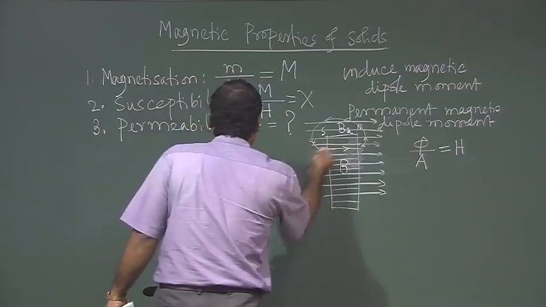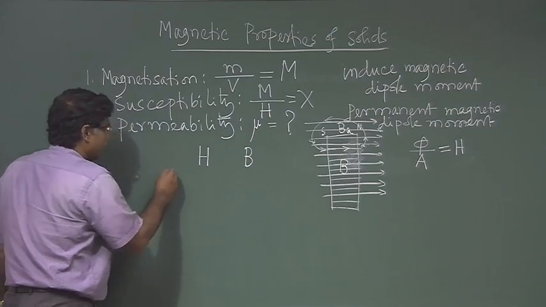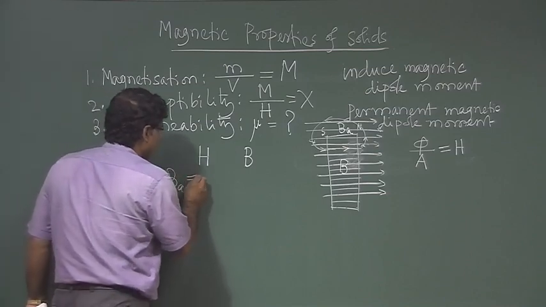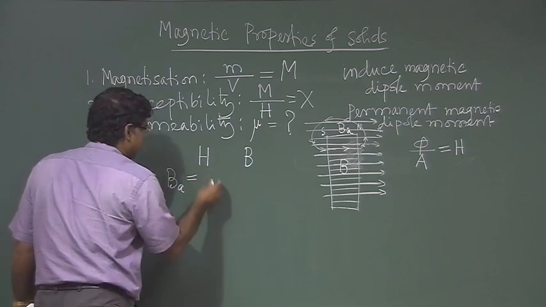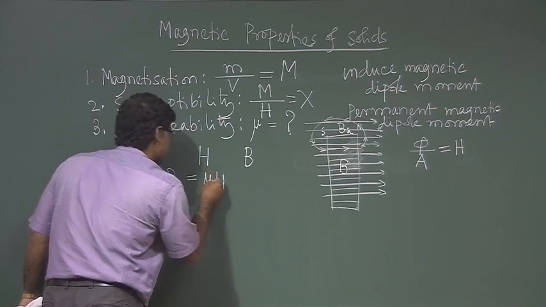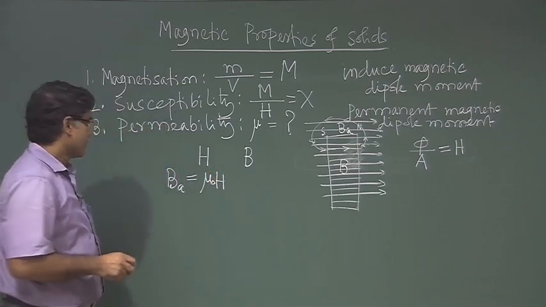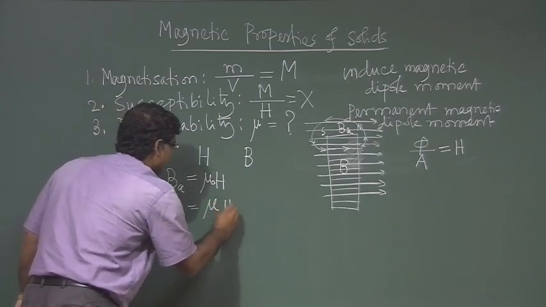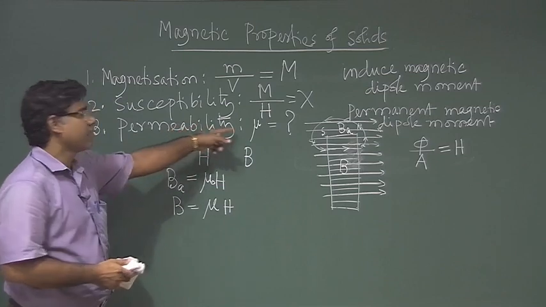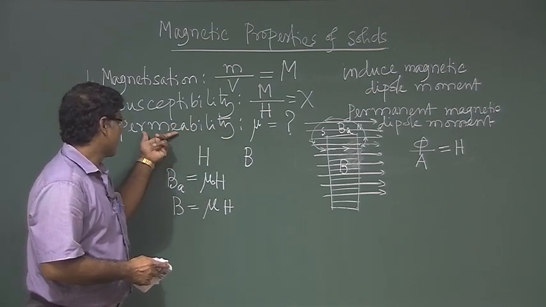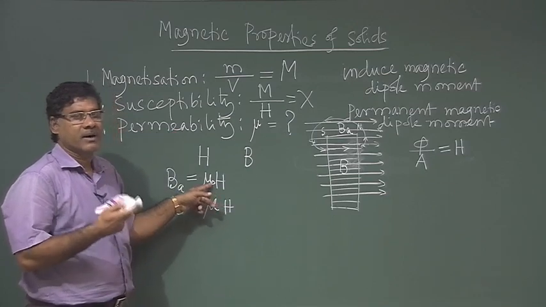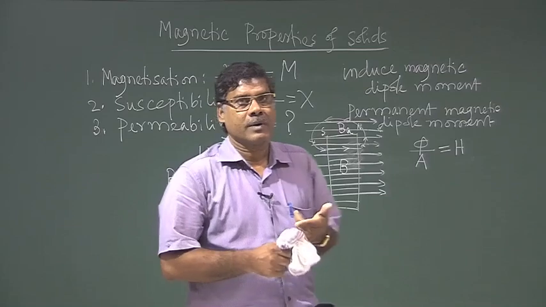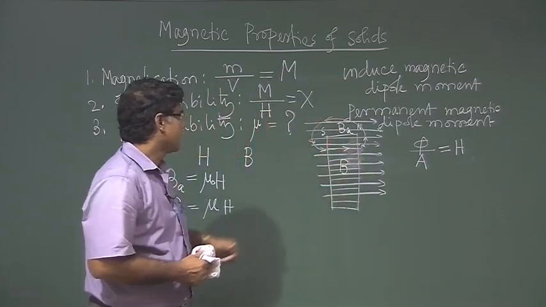So in the presence of a magnetic material in air, we use this term B A, and it has a relation with H: we write B A equal to mu 0 H, and B inside of this material we write B equal to mu H. This mu is called the permeability. Mu 0 is the permeability of air, vacuum or non-magnetic material, and mu is the permeability of this magnetic material.